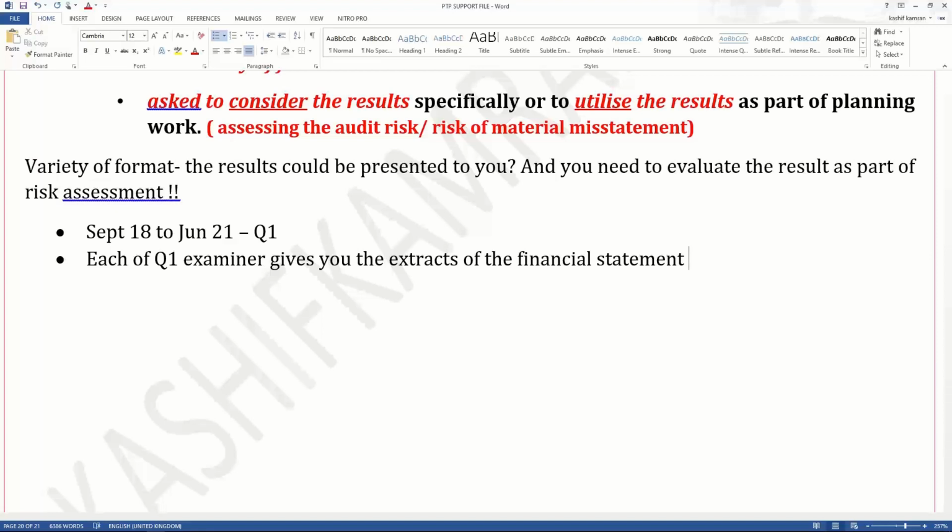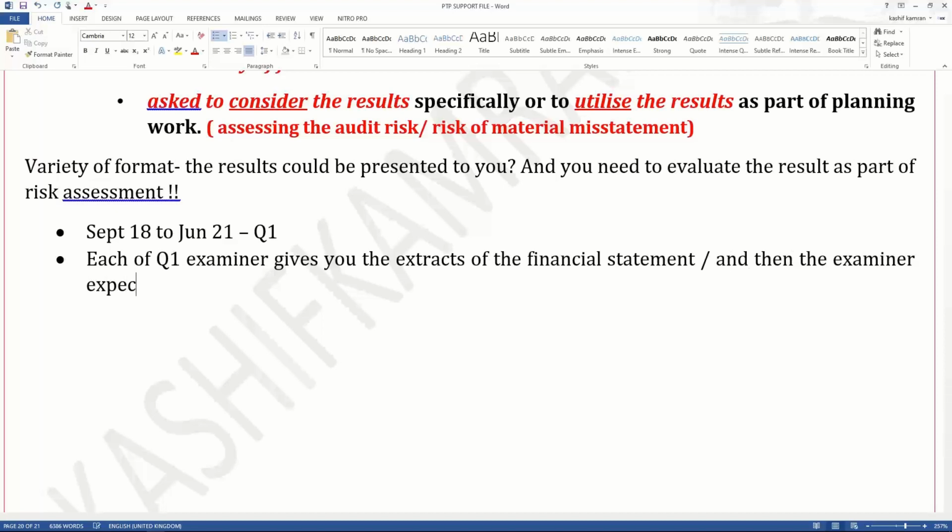So the examiner gives you the extracts of the financial statements every time in question number 1. Sometimes the examiner gives you the full balance sheet. Sometimes the examiner gives you a very minor looking balance sheet. So in question number 1, the examiner gives you the extracts of the financial statements, and the examiner expects that you carefully evaluate the financial statements given to you and identify risk. Am I right?